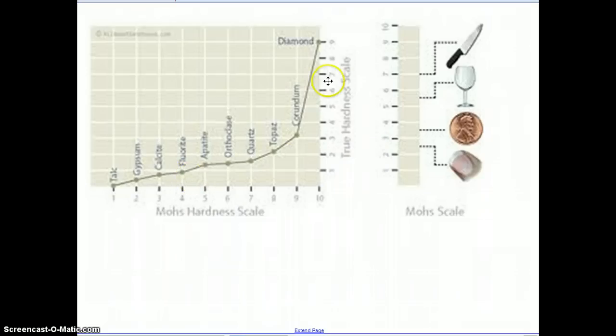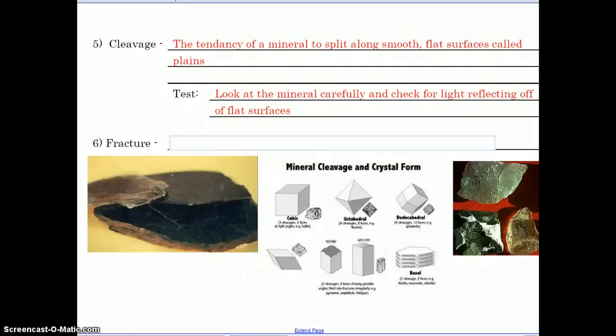You can sort of see just a graph of what these minerals are and some common materials. A penny is about a 3.5, your fingernail is about a 2.5, glass is at a 5.5, and steel is about a 7. So that is just another reference for that.